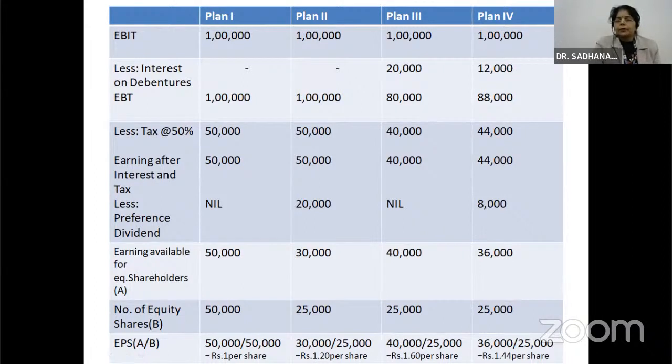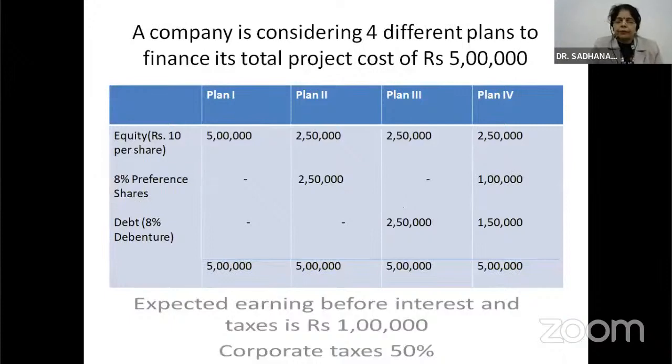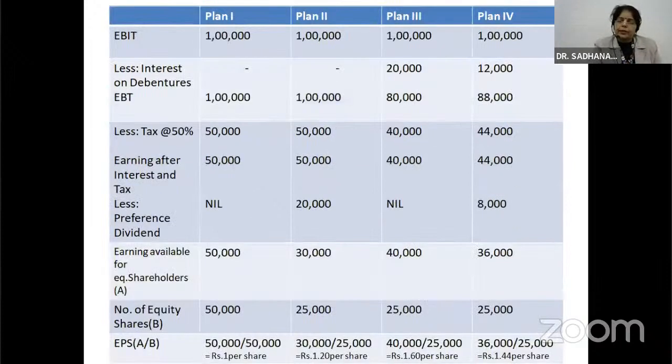And in plan 4 we are using 1,50,000 as 8% debentures. The total amount of interest is 12,000 and it is deducted from rupees 1 lakh. It comes 88,000 as earning before tax. After getting earning before tax, the next process is to deduct the tax at the rate of 50%. It is already given in the question. So 50% tax is deducted from EBT in the first plan.